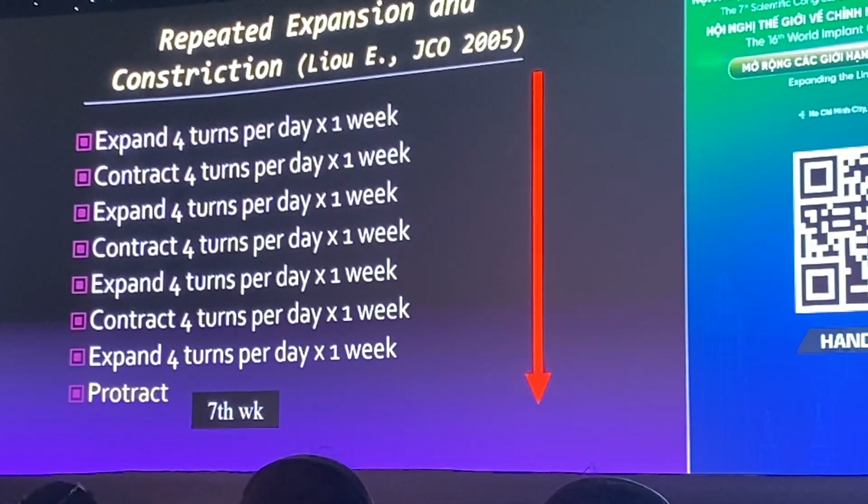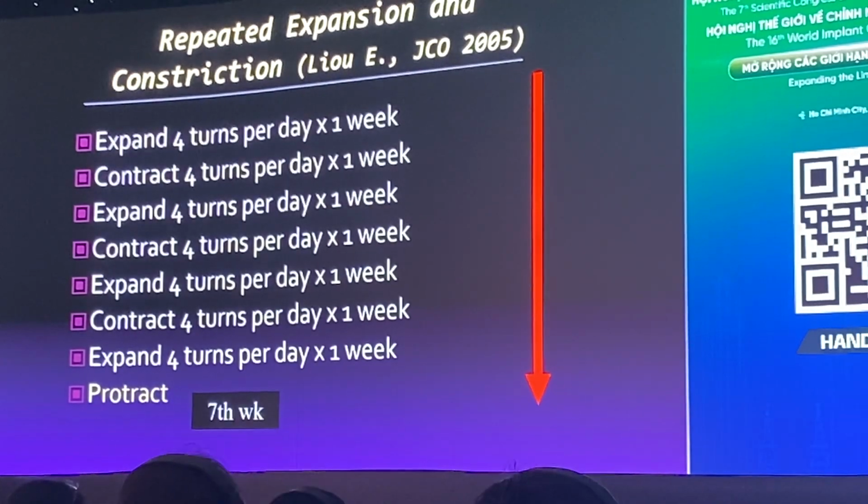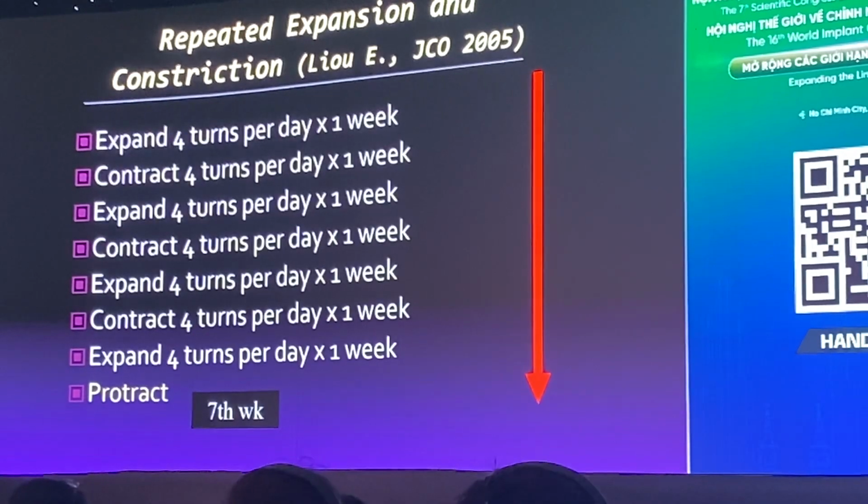So what age should I start using expansion constriction? Any patient over 8 years old. Now a 5-year-old, you don't need to do it because why? The sutures are wide open, right? 8 years old, 9 years old, 10 years old, 11 years old.